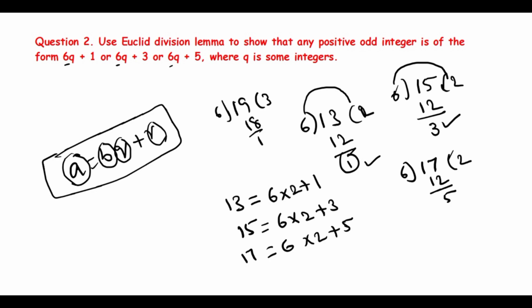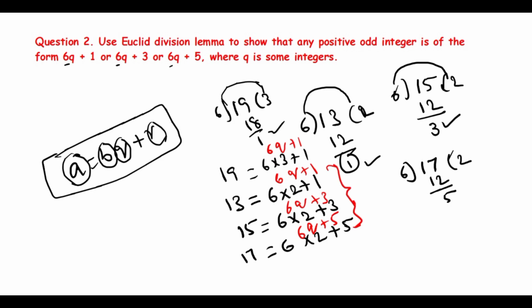So we write this 19 as 6 into 3 plus 1. Now you can observe all these conditions here. We got the 6q plus 1 form, this is 6q plus 3, and this is 6q plus 5. Again it is repeated here, 6q plus 1. So if any odd integer is divided by 6, it is in the form of 6q plus 1 or 6q plus 3 or 6q plus 5. That is the problem here. We need to prove this one.